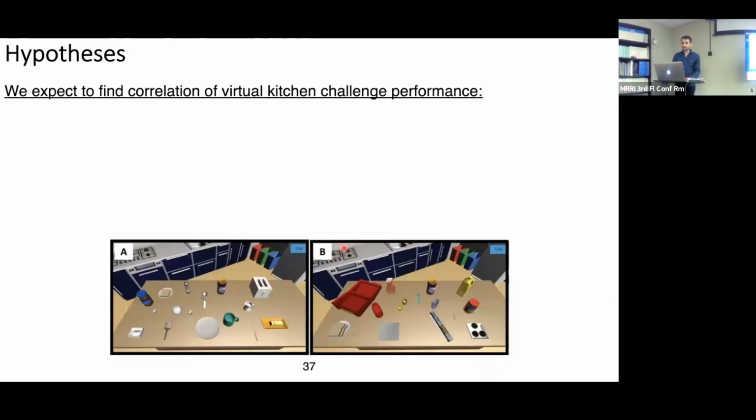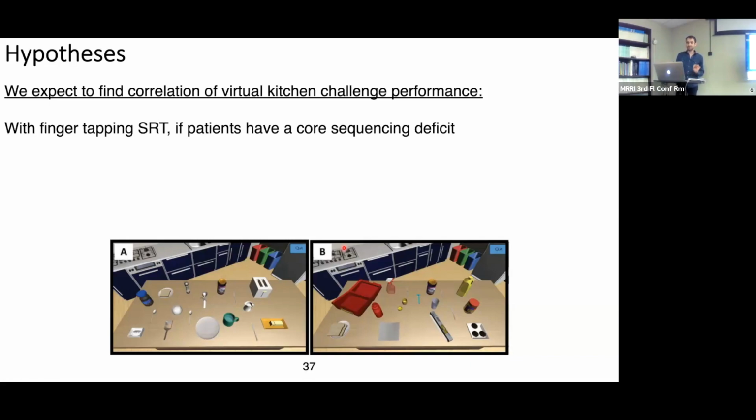Some of our hypotheses about that: we expect to find a correlation with the virtual kitchen challenge performance. Sorry, I chose the wrong way to present this slide, but if patients have a core sequencing deficit, we may expect to find a correlation between finger tapping SRT task performance and virtual kitchen challenge performance.